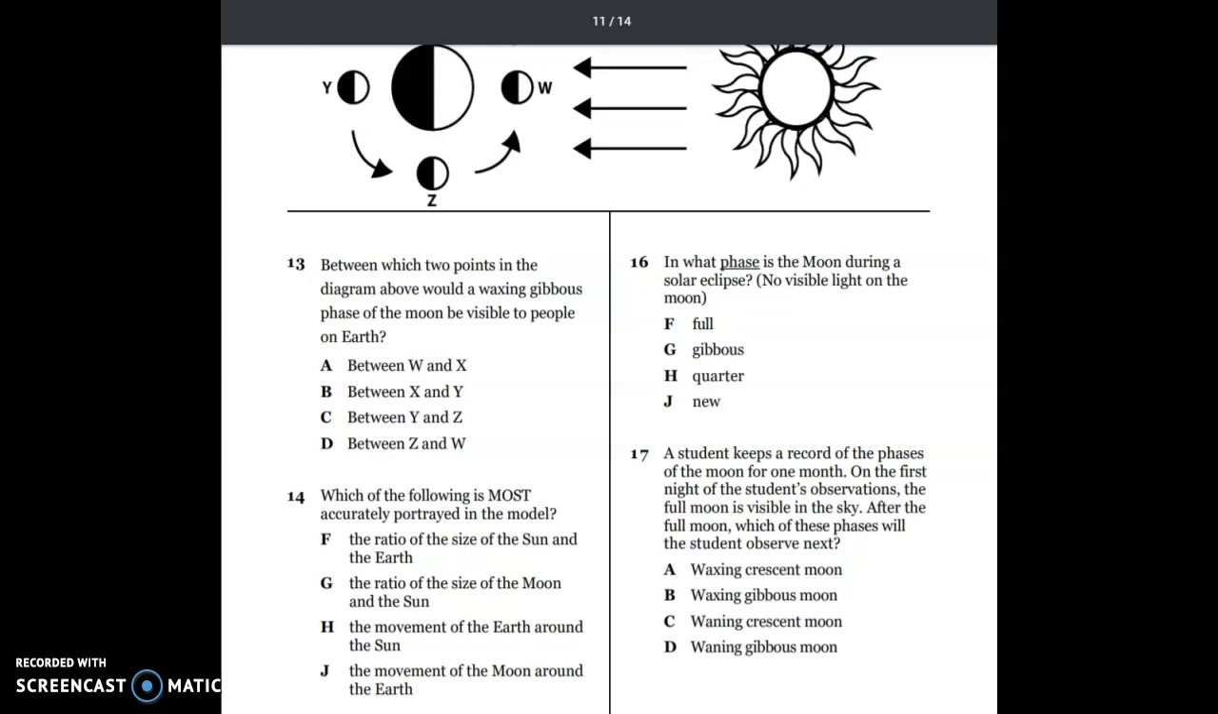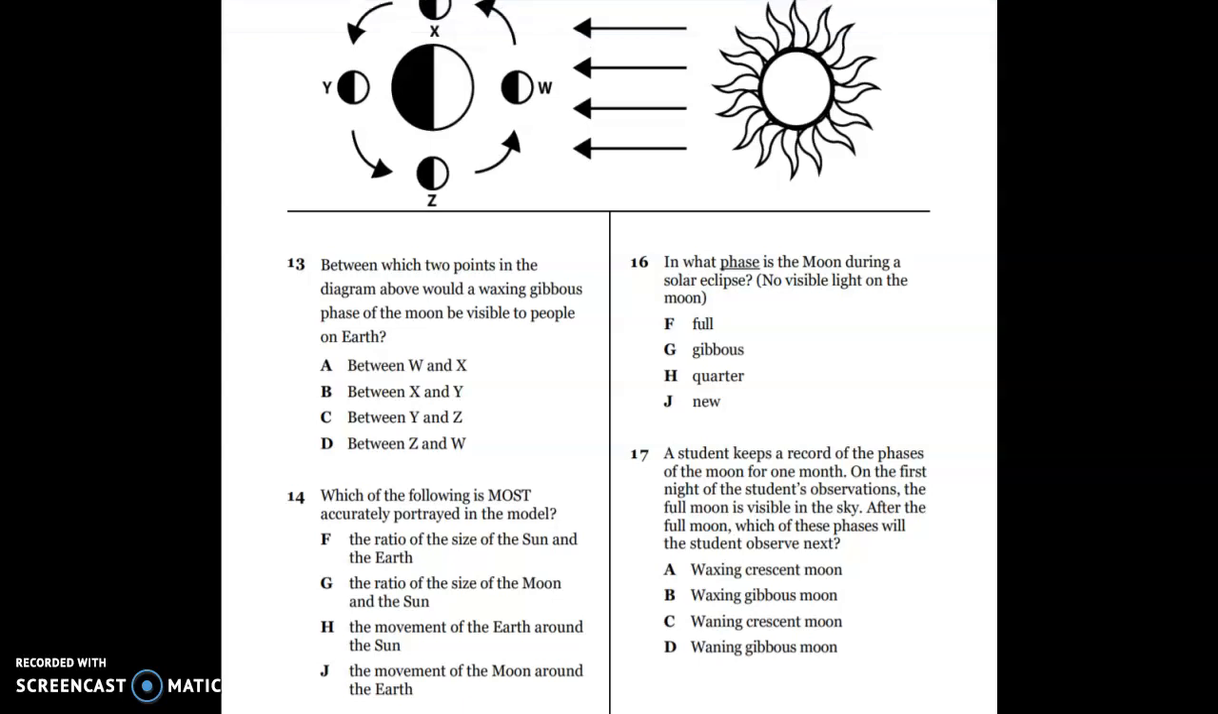Number 14. Which of the following is most accurately portrayed in the model? The ratio of the size of the sun and the Earth. The ratio of the sun and the size of the moon and the sun. The movement of the Earth around the sun. The movement of the moon around the Earth.